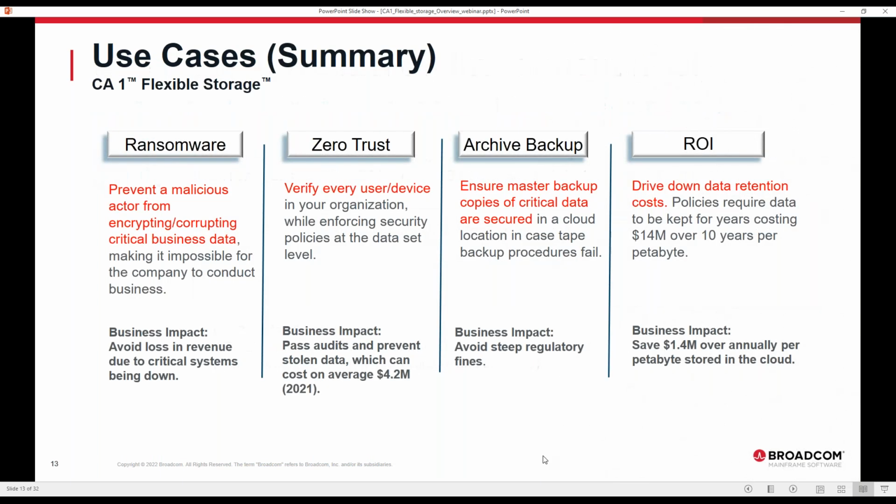Moving on, just a quick summary of the use cases, and we'd always love to hear other use cases that you guys might have. Ransomware, we're addressing that with our immutable volumes. Zero Trust, which is verifying users and devices in your organization. This is all about our file level encryption. Archive backup, so this is our cloud backups to the cloud, and then of course a return on investment, which I just talked about.